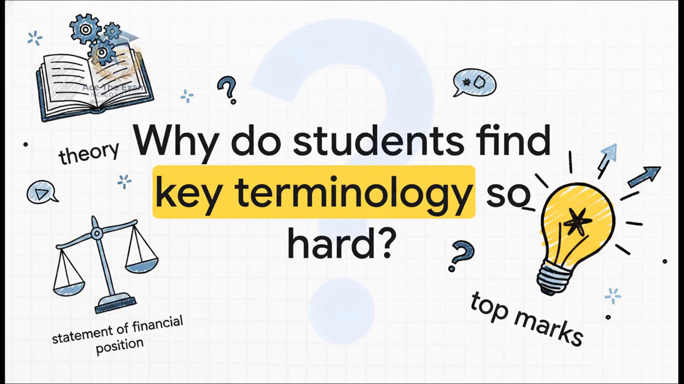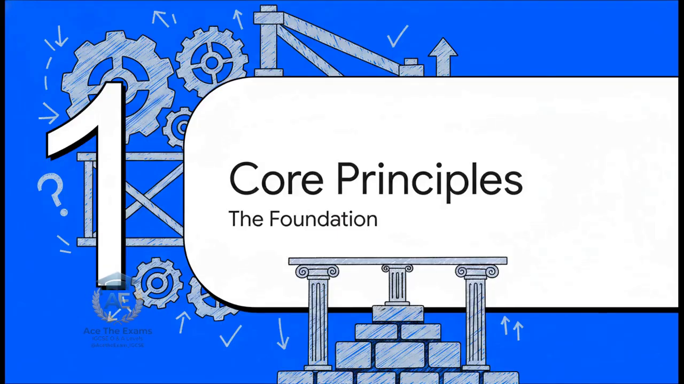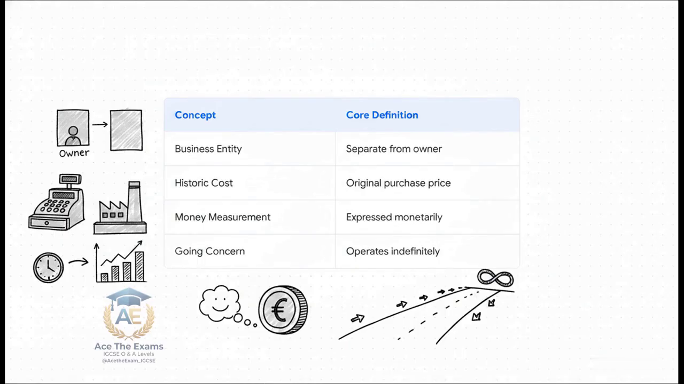We will answer this crucial question today by revealing exactly what the principal examiners look for to award those elusive top marks. Here is our systematic roadmap for this explainer. First, we'll establish the core principles. Second, we'll move through the procedural framework. Third, we'll learn to evaluate evidence. And finally, we will expose the biggest examiner warnings. Let's start with Section 1. Core Principles, the foundation. Let's build the theoretical architecture you absolutely need for these foundational concepts.